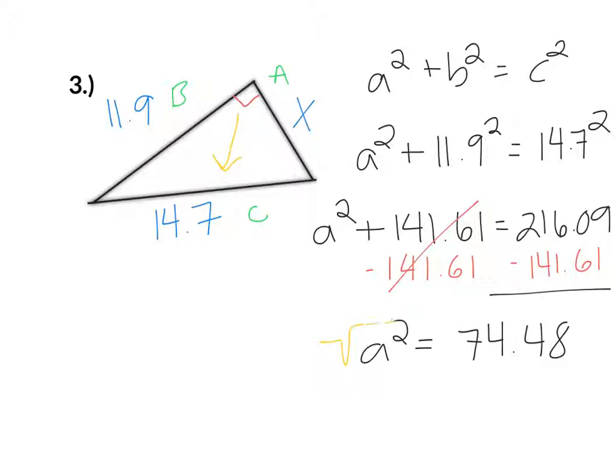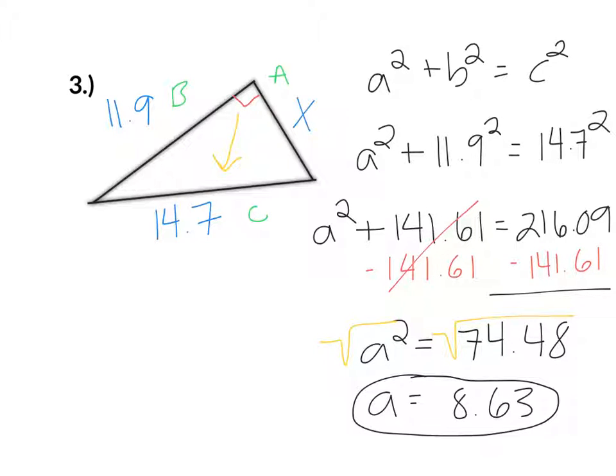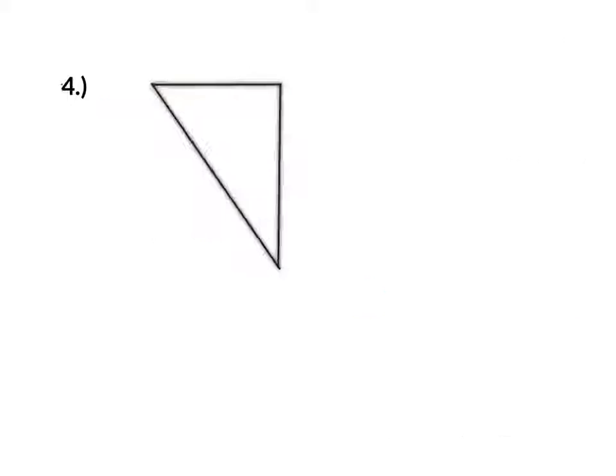So once again, we always do the opposite operation, which is the square root. And the square root of 74.48 is kind of a weird number, but we're going to round, and we're going to get a equals 8.63. So rounding to the hundredths place, we can see that we now have an answer. Circle it and make sure that you have it written down.